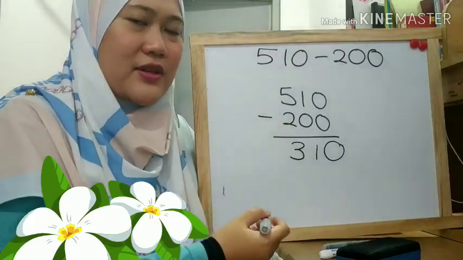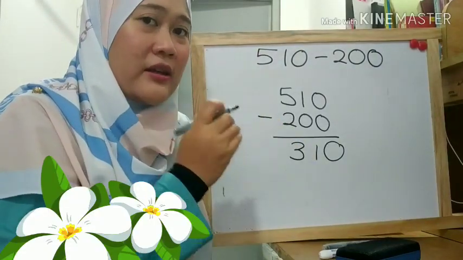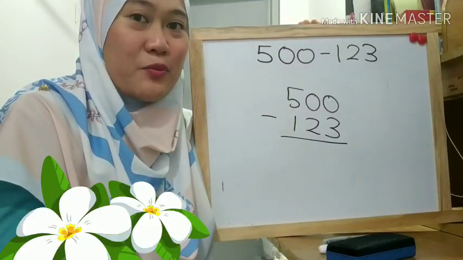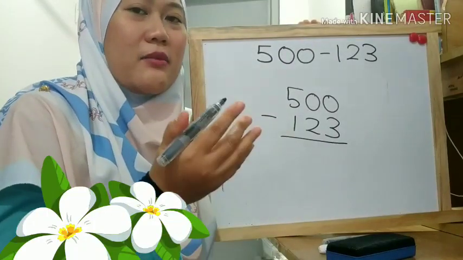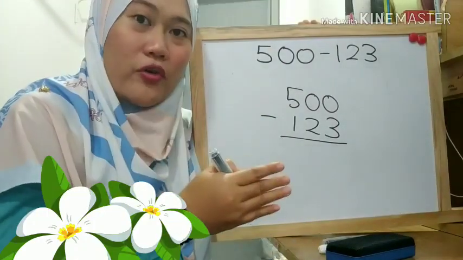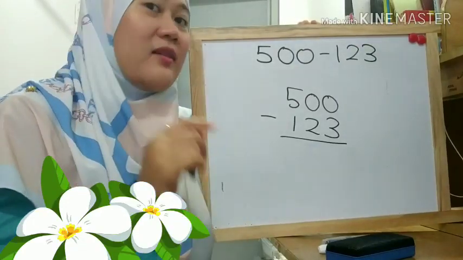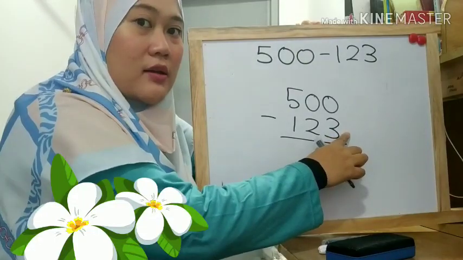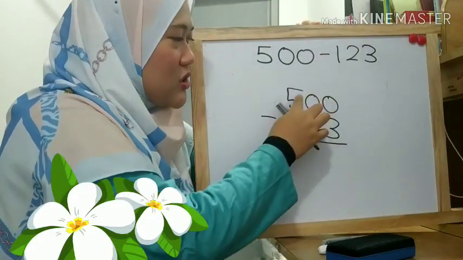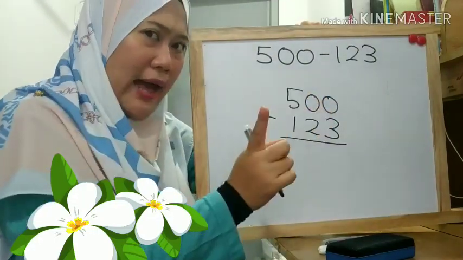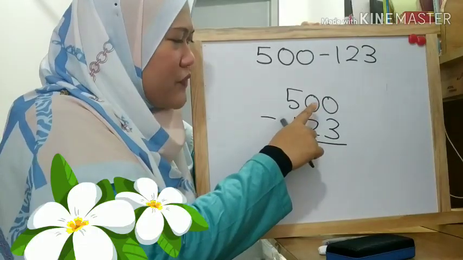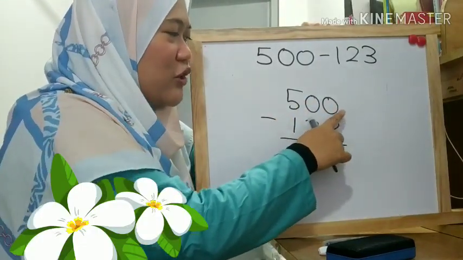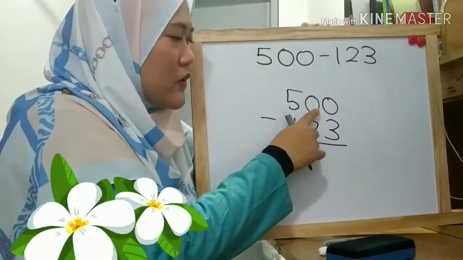Okay, this is very easy. Make sure you don't get the wrong answer. Okay, remember the subtraction poem. More on the floor, go next door and get 10 more. Okay, this one is more on the floor. So go next door and take 10 more. But if you look here, this one also seems like this. So this one cannot take 10 from this one.